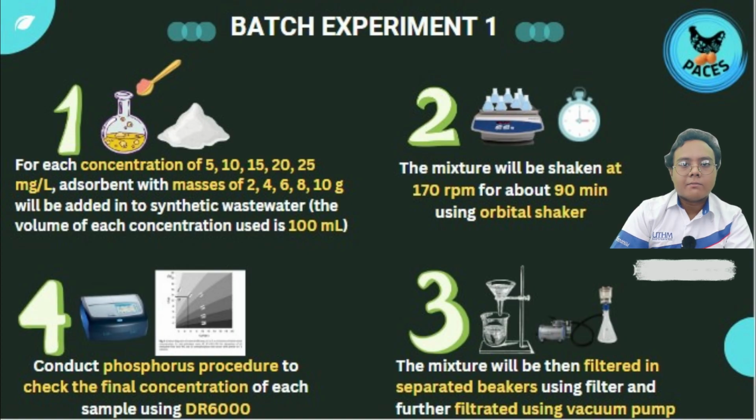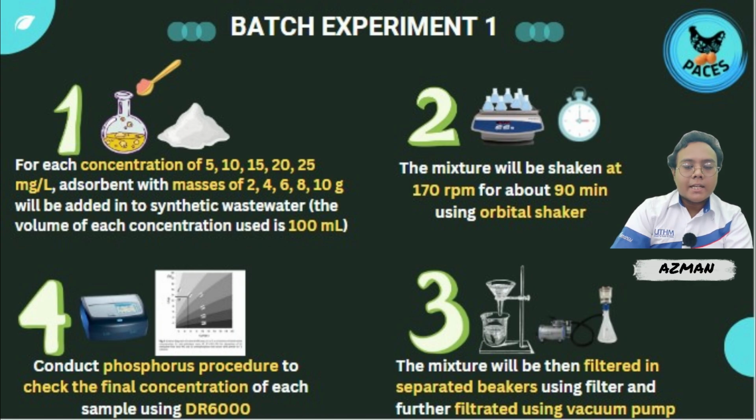Batch experiments were divided into Batch Experiment 1 and Batch Experiment 2. For Batch Experiment 1, the aqueous solutions made were used. For each concentration of 5, 10, 15, 20 and 25 milligrams per liter, adsorbents with masses of 2, 4, 6, 8 and 10 grams will be added into the synthetic wastewater, with the volume of each concentration being 100 milliliters in 25 separate conical flasks.